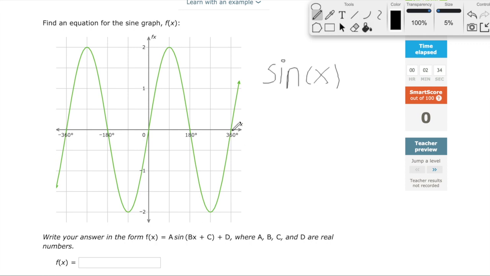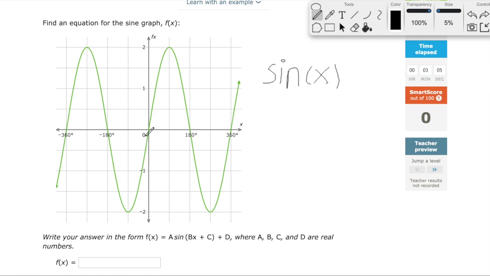If that period length is 360, or in radians 2 pi, that's when b is 1. The technical formula there is 2 pi divided by that b value, or 360 if we're talking about degrees like this.